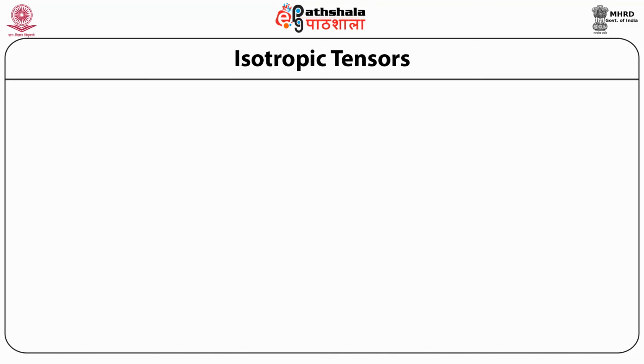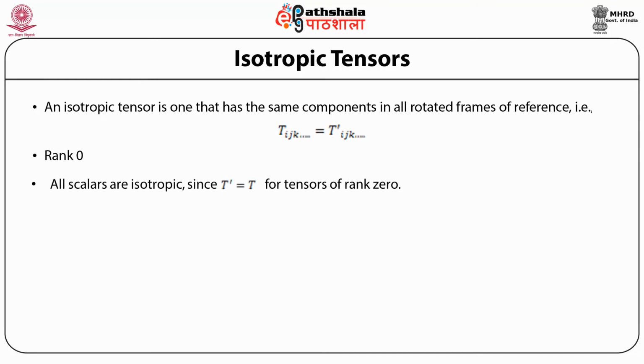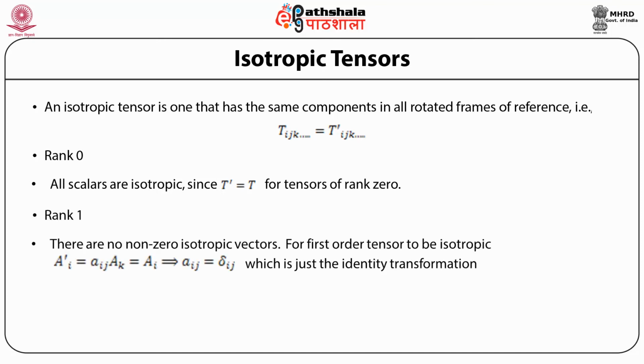Isotropic tensors. An isotropic tensor is one that has the same components in all rotated frames of reference, that is Tijk equals T dash ijk and so on. Rank 0. All scalars are isotropic since T dash equals T for tensors of rank 0. Rank 1. There are no non-zero isotropic tensors. For a first rank tensor to be isotropic, A dash i equals aij aj equals ai, which implies that aij equals delta ij, which is just like the identity transformation.